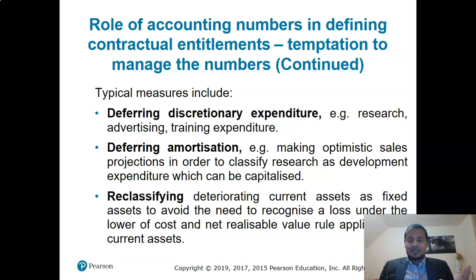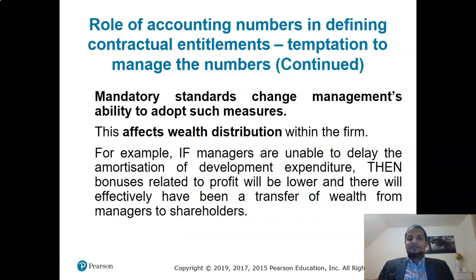So we want to make sure that you understand from here why we need accounting standards. All right, I'm just giving you some background or contextual information to make it easy so that you can understand why accountants need to follow accounting standards. This is why mandatory standards change management's ability to adopt such measures, right? So if there are mandatory standards, this is how you have to prepare financial statements. In that case, the directors should not be able to influence the amount of profit, expenditure or revenues as they want. Okay.